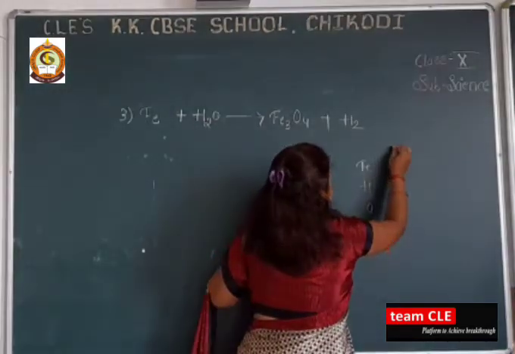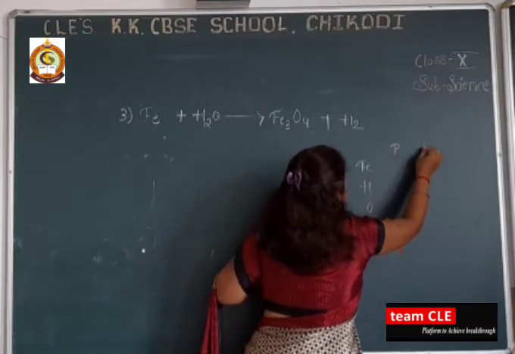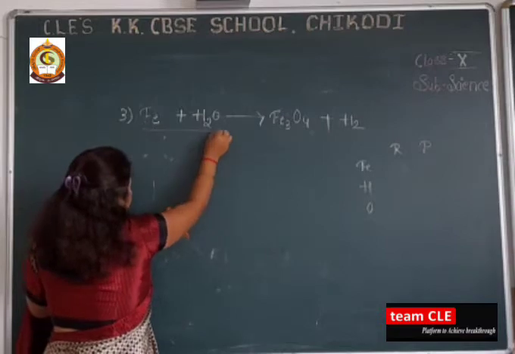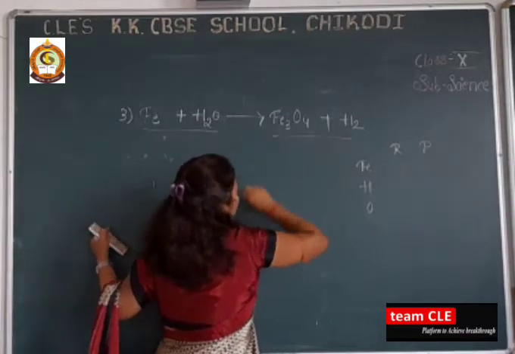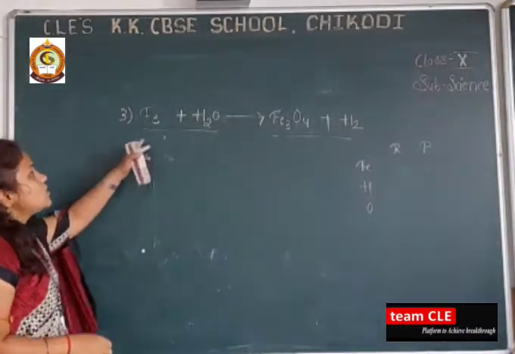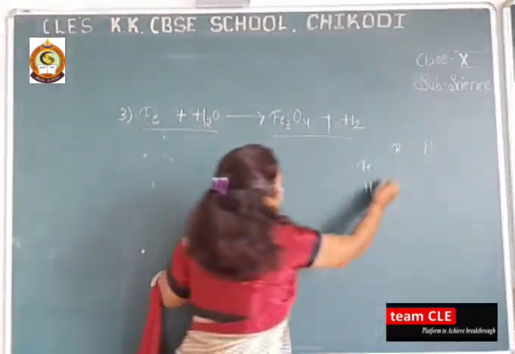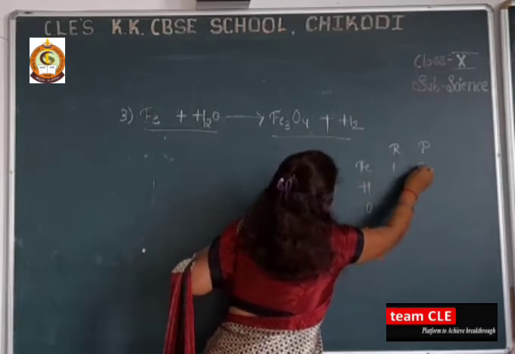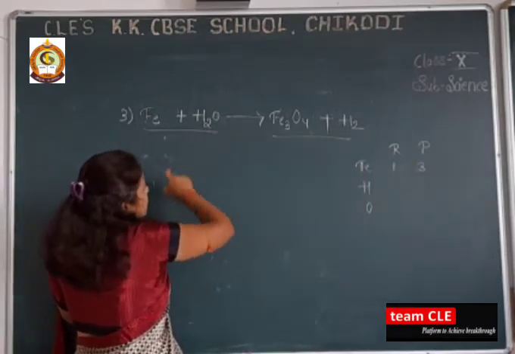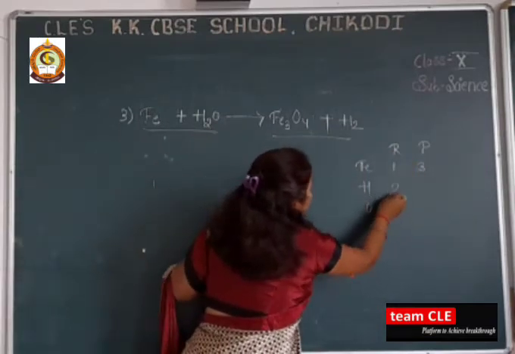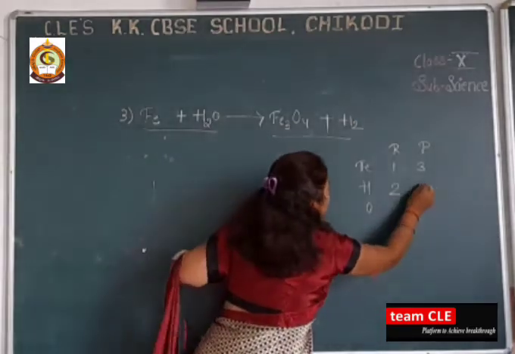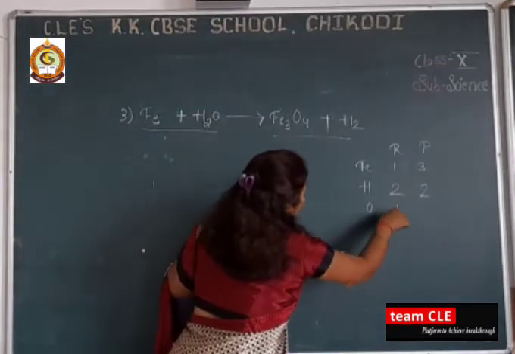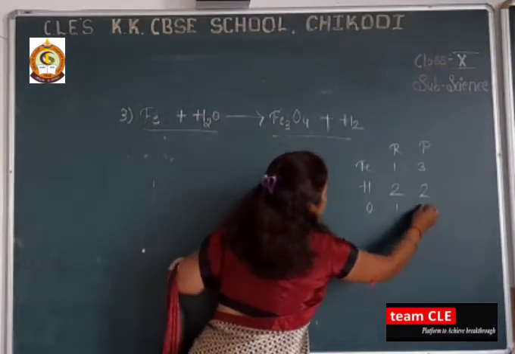Now let us discuss the product and the reactant side. Okay. So in the product and the reactant, how many atoms are there? Let's count. In the reactant, iron is 1. But in the product, it is 3. In the reactant, hydrogen is 2. In the product, hydrogen is 2. So hydrogen is almost balanced here. Oxygen in the reactant is 1 and in the product oxygen is 4.